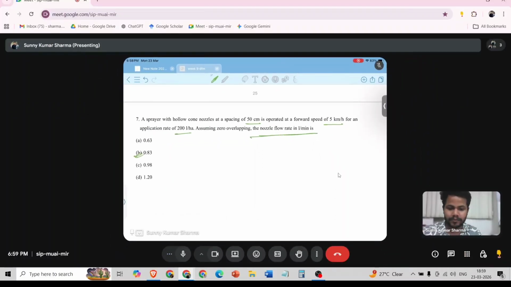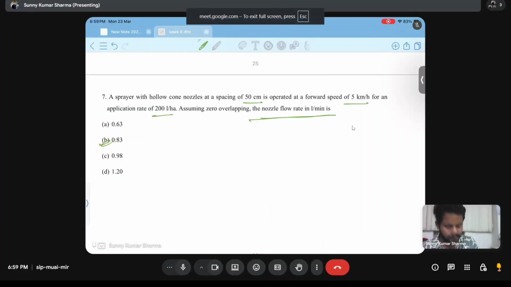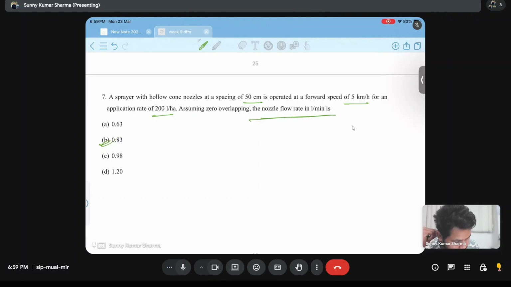First we will calculate the area, like 0.5 into the 5 km per hour, which we will convert into meter per minute, and then multiply by the application rate, and that will be equal to the nozzle flow rate. So we will equate it and get the answer. The 50 centimeter spacing and this forward speed give meter square per hour, and we have liter per hectare, which means liter per meter square. So we can get liter per hour from there, and convert to liter per minute.